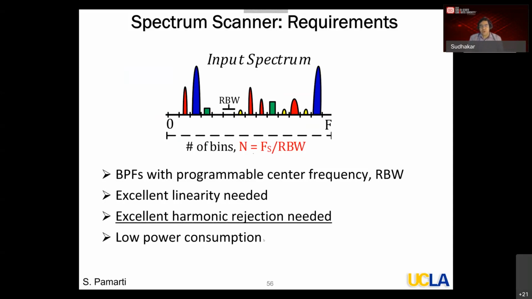You can always use a good receiver as a spectrum scanner by changing the LO. But imagine you have interesting applications in security, privacy, defense, anti-jamming, and things like that. You want very agile, very low power spectrum scanners, and linear spectrum scanners. So that's what we tried to get.